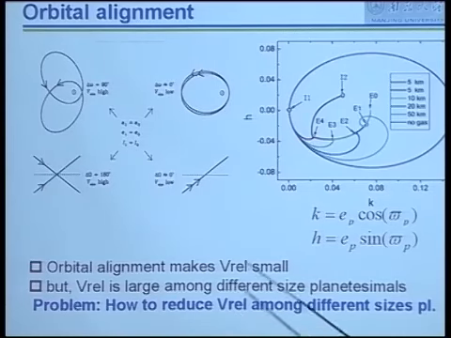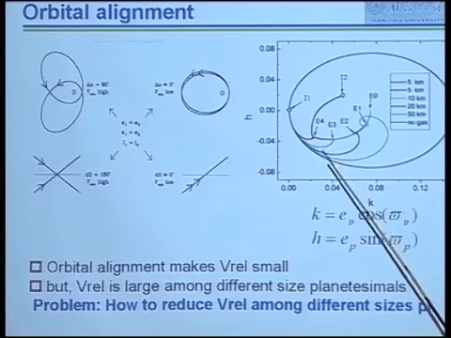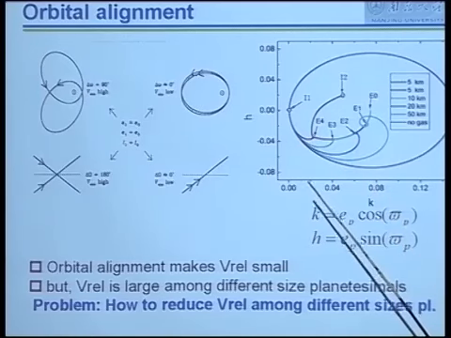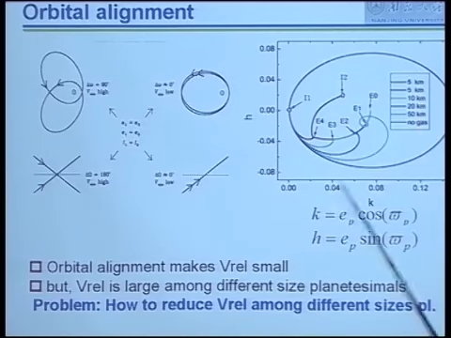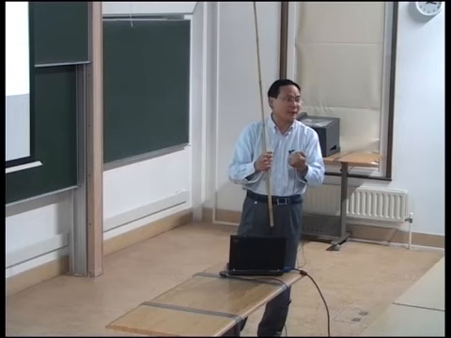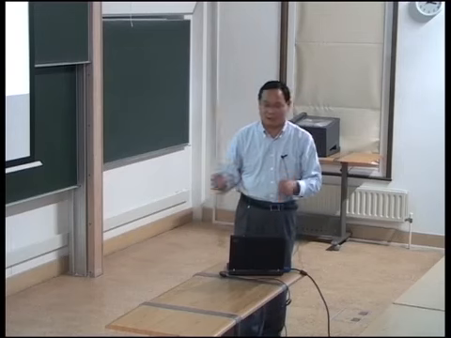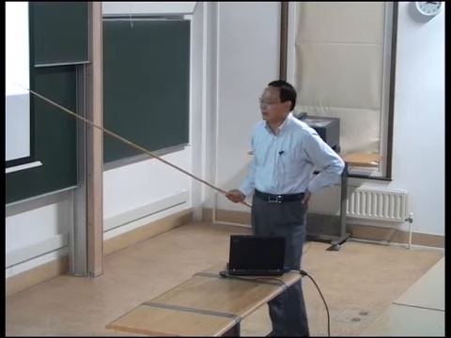But as we mentioned, for different sizes of planetesimals, the equilibrium solution or final state under the gas disk is slightly different. So they have different orbital configurations. If the collisions mainly occur among different size planetesimals, then their relative speed is still very high. So this is a problem. How can we reduce the relative velocity among different sizes of planetesimals?